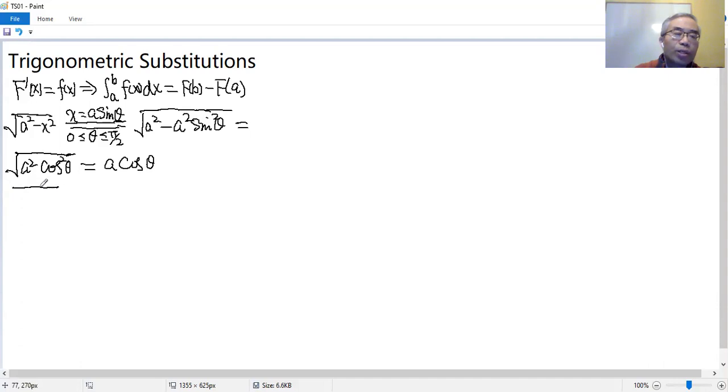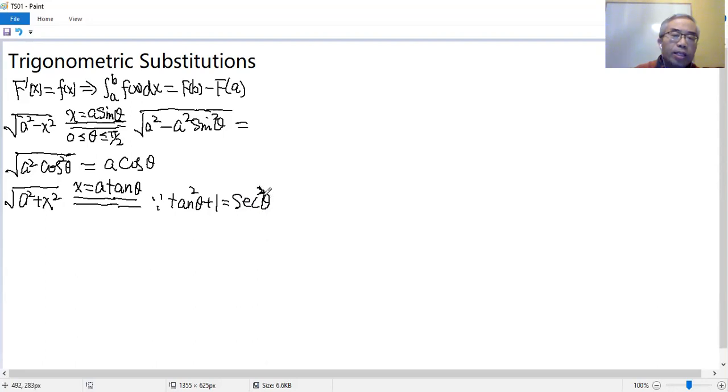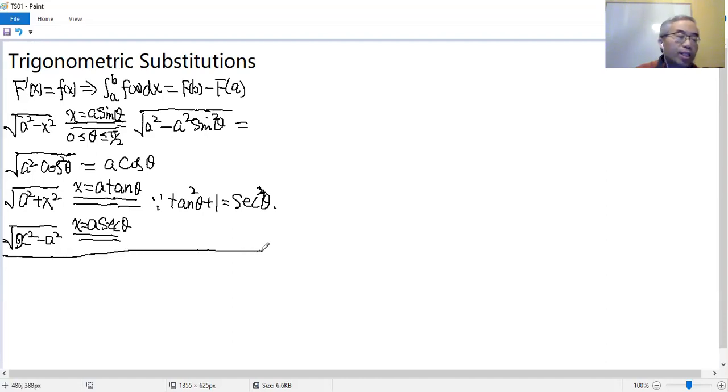Similarly, if it contains the square root of a squared plus x squared, then we can do the substitution x equals a tan theta. The reason is that we can use the identity tan squared theta plus 1 equals secant squared theta. Using that, we can again eliminate the square root. If it contains the square root of x squared minus a squared, then the substitution would be x equals a secant theta. Again, the reason is this identity.